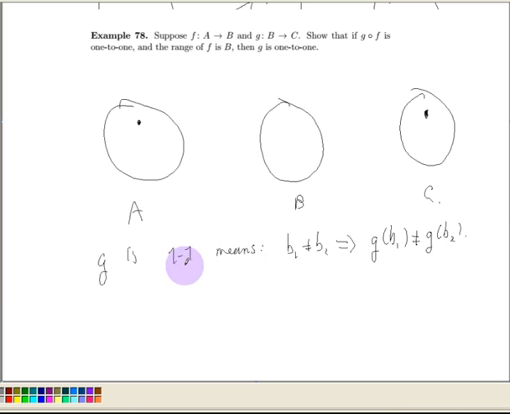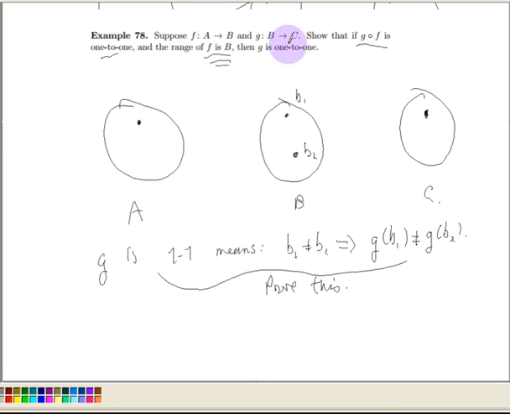Okay? So let's try to prove this. This is what we'll prove, and we'll prove this given the hypothesis. The hypothesis is that G composed F is 1 to 1 and the range of F is B. All right, so how are we going to prove this? Let's start with B1 is unequal to B2, and this is where we want to get G of B1 is unequal to G of B2.